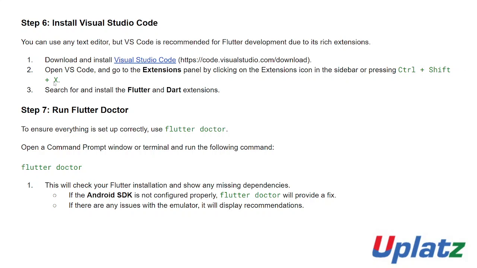Open VS Code and go to Extensions panel by clicking the extension icon in the sidebar or pressing Ctrl+Shift+X. Search for and install the Flutter and Dart extensions. When you install the Flutter extension, it will automatically install the Dart extension also.